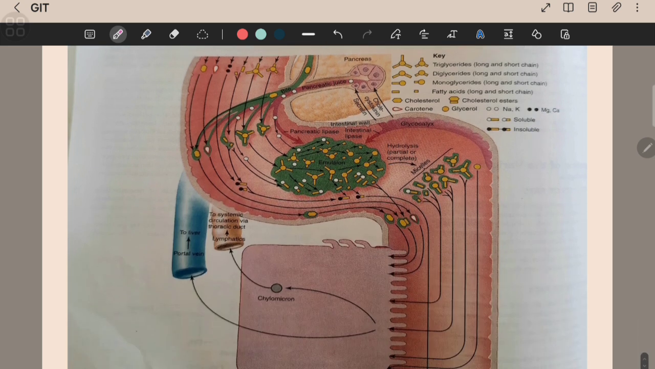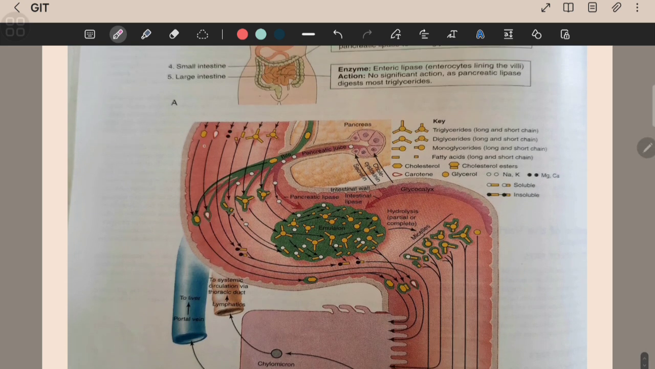Now over here you see the process of digestion. Everything is coming. Over here you see these symbols or notations. We have the cholesterols, the cholesterol esterase, carotene, glycerol. We have triglyceride, diglyceride, monoglyceride, fatty acids. Everything is coming through the diet, passing from the stomach into the duodenum, and after that they are acted upon by the pancreatic lipase.